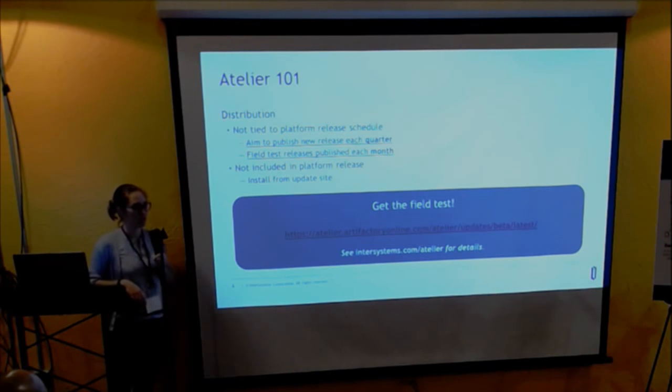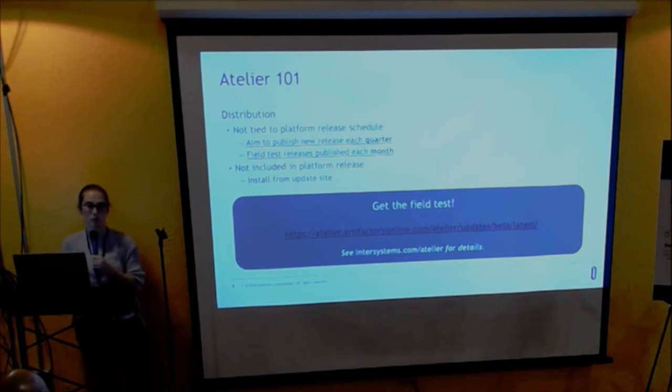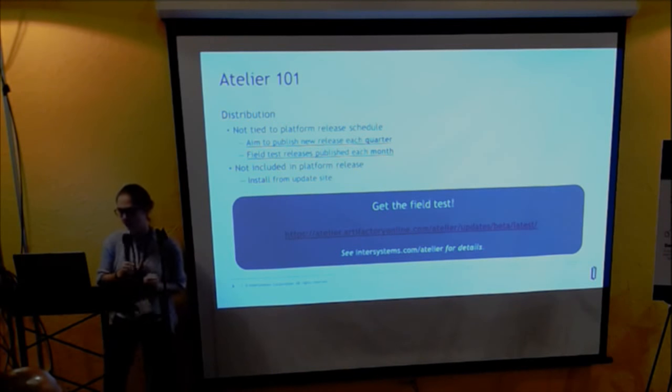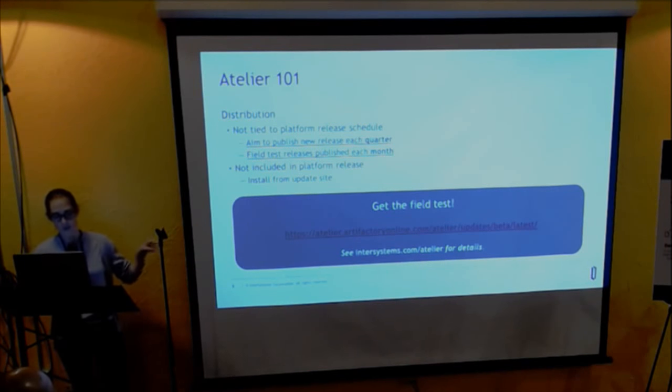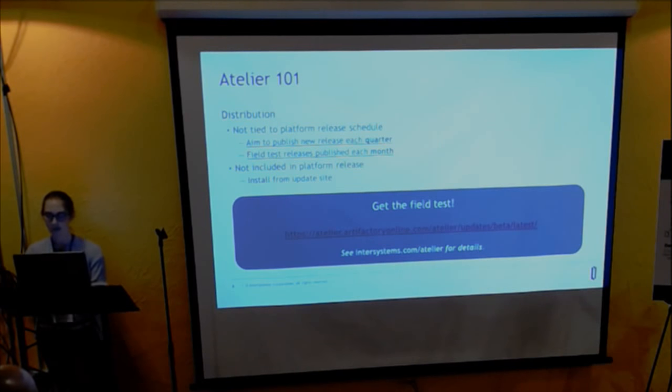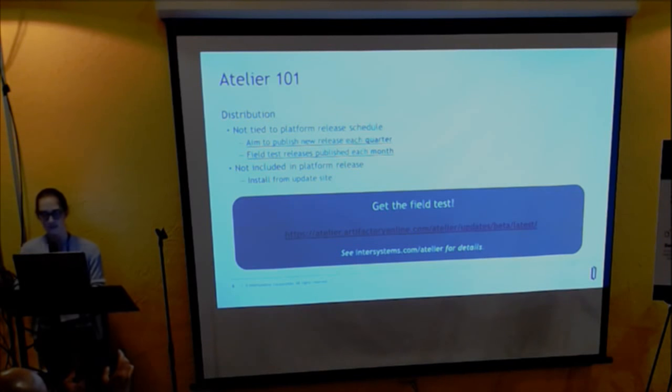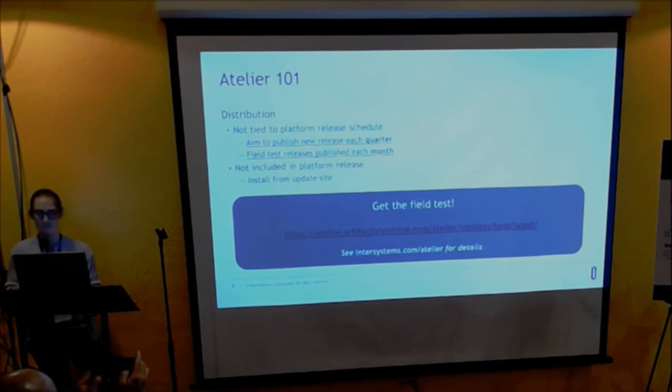If you want to see the latest work we've got that we're ready to show you, you get it from that URL. And you can go to intersystems.com/atelier for all the details. If you're like, what does that mean, an update site? Go there and you'll find those instructions. All right? Any questions? No? It's clear enough? I'll let you take your photo.